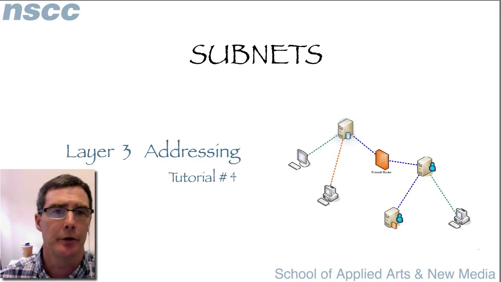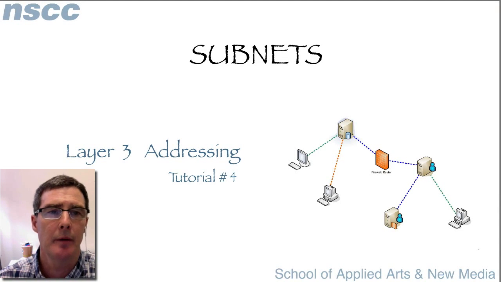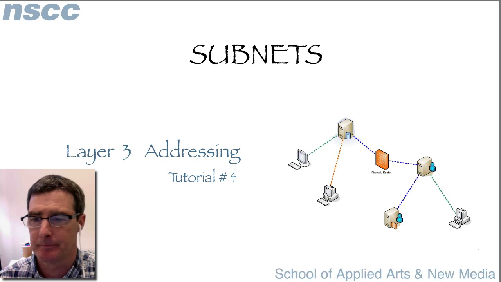In previous tutorials, we talked about the limited number of IP version 4 addresses. Creating subnets is one way that we can efficiently use the limited addresses available. In this tutorial, we'll look at taking a single address range and creating several smaller networks from it.